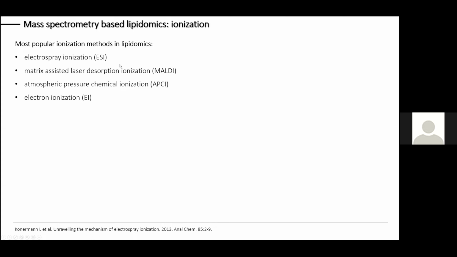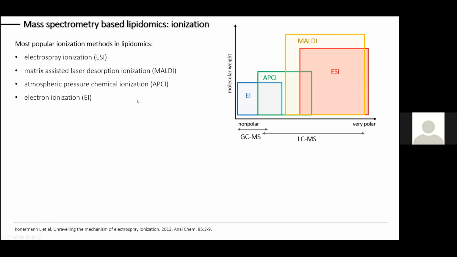Both of those two are soft ionization methods, so they allow us to bring our lipid analyte into the gaseous phase in ionized form without extensive decomposition. But there are also other techniques like atmospheric pressure chemical ionization or electron impact ionization, still used for certain particular cases. And when you decide which kind of ionization method to use, you usually think about the polarity of your analyte.